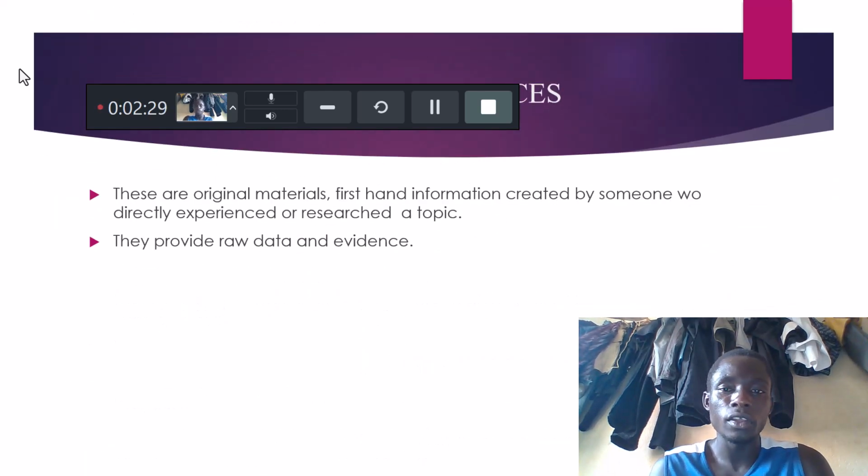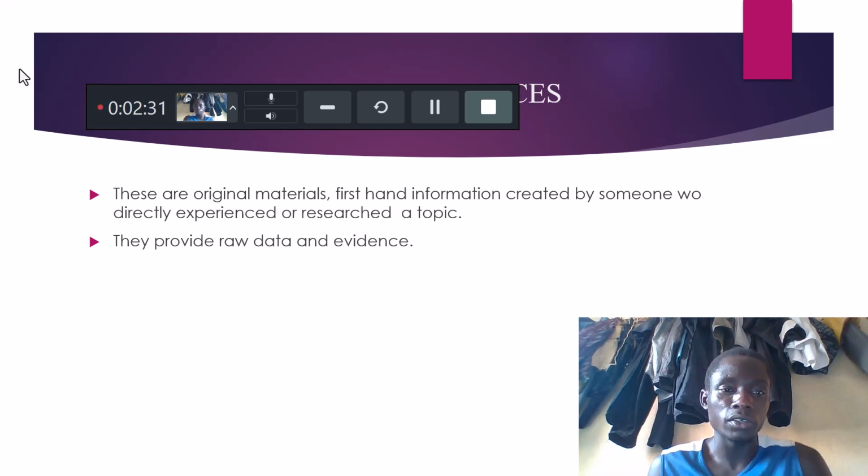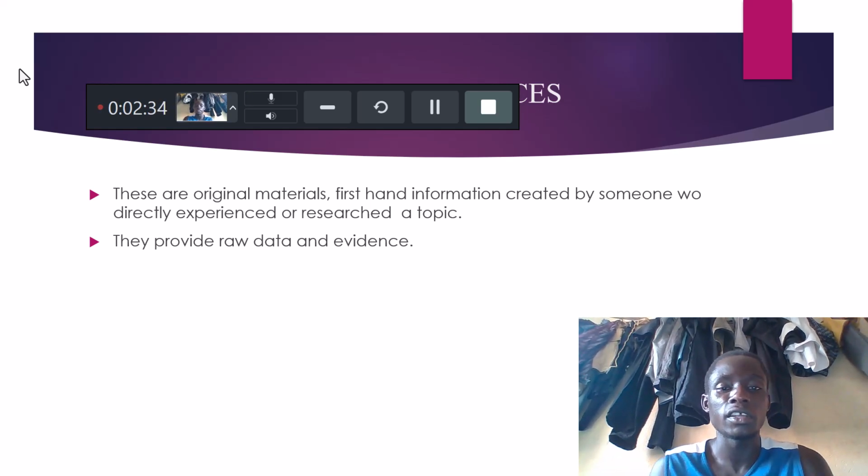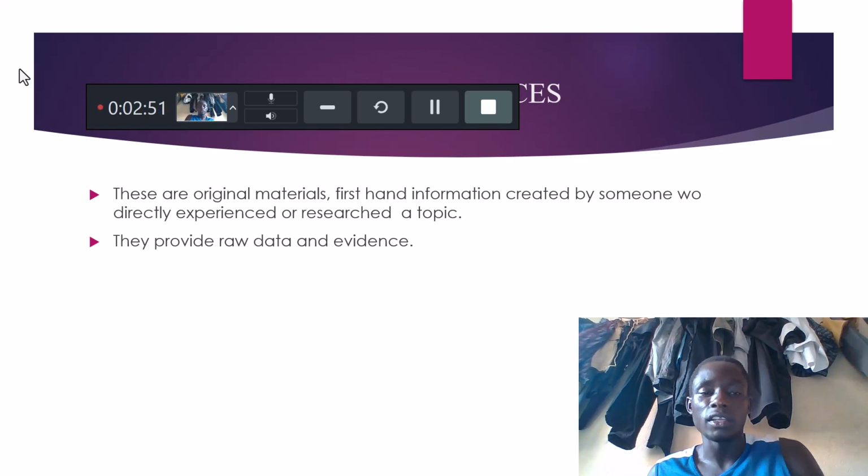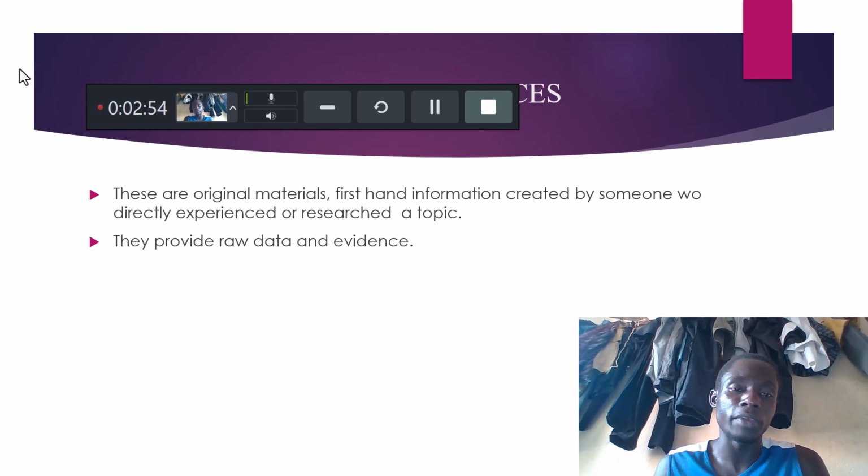First of all, if we talk of the primary source of information, these are the original materials or the first information created by someone who directly experienced or researched a topic. Take for instance a soldier who writes his diary. A person who gets that information from him and translates it into his own opinion is not getting it from the raw facts. The raw facts are the primary source of information, that is, the information from the soldier.